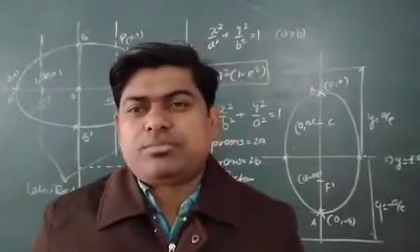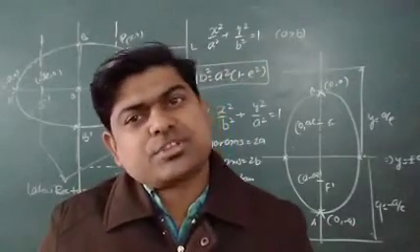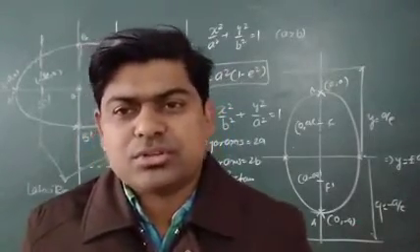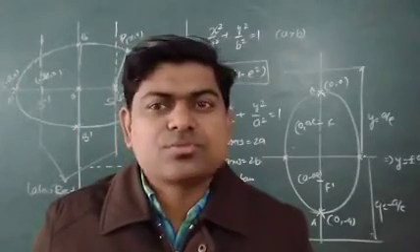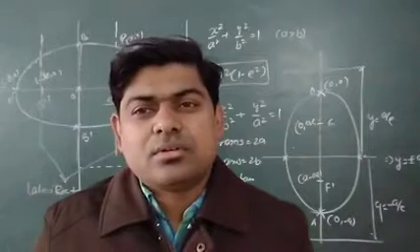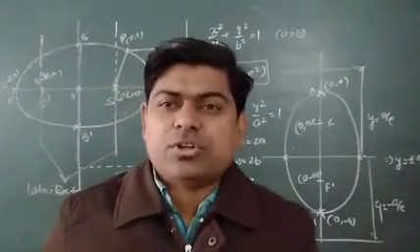x square by 10 plus y square by 16 is equal to 1, or x square by 16 plus y square by 9 is equal to 1. In your question, it will not be written which one is a and which one is b. It will not be written. Now, that time simple one thing is there.